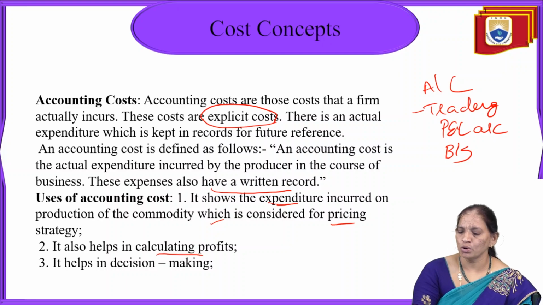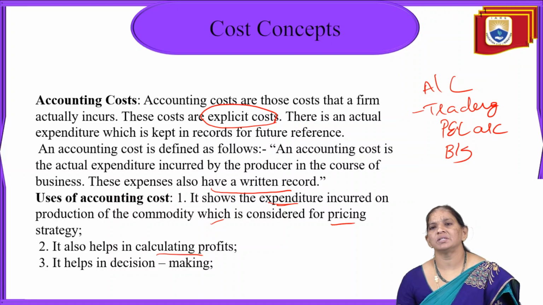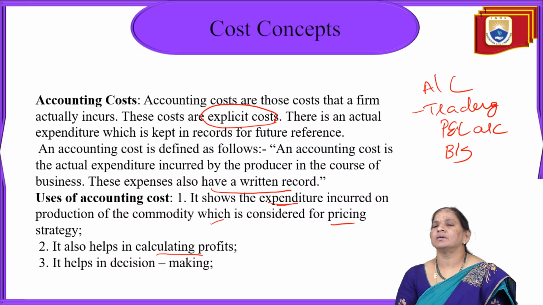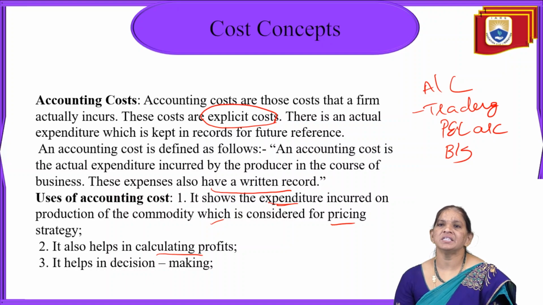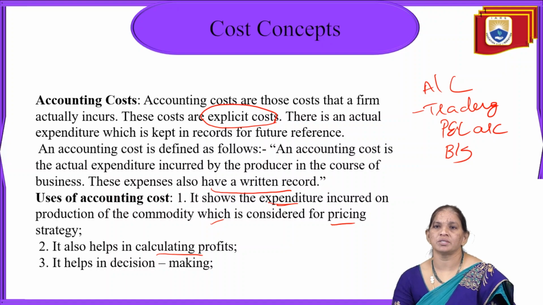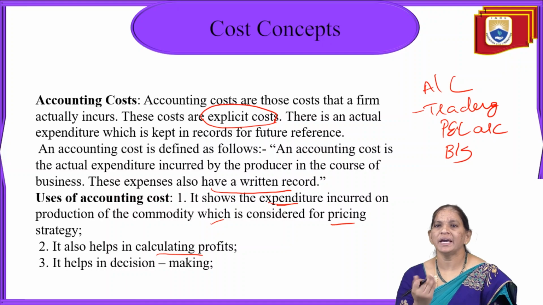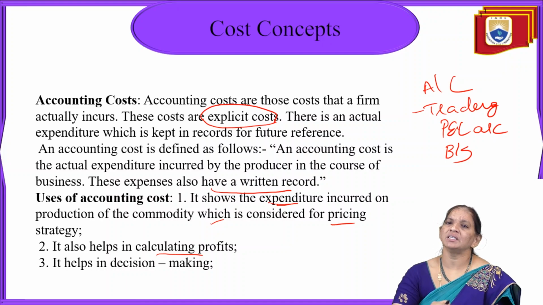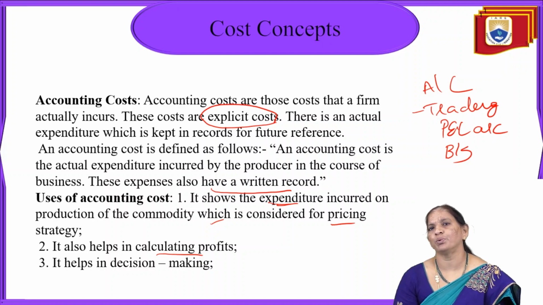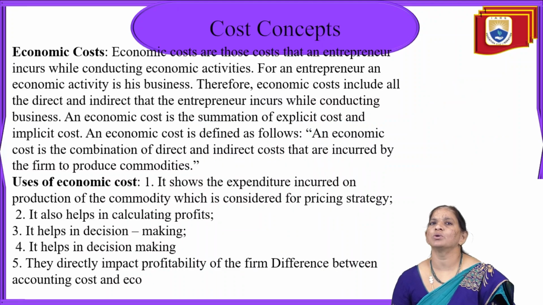So these accounting costs are mainly utilized for calculation of the profits. And this will also help in taking decisions relating to pricing, calculating profits. These accounting costs we will call like post-mortem cost, means a past cost, already happened. So based upon that, we are able to take the decision in the future expenditure of the production. So these are some of the advantages of accounting cost.